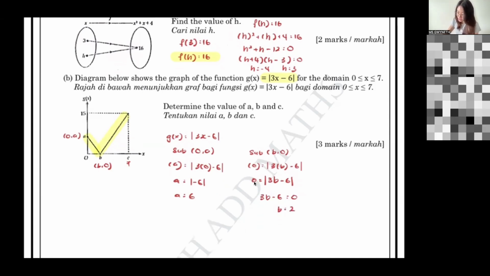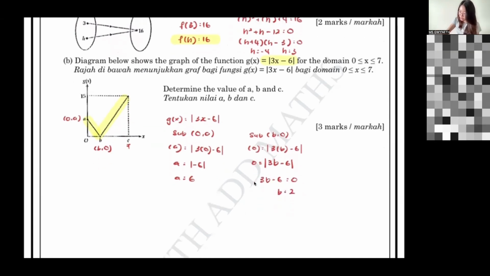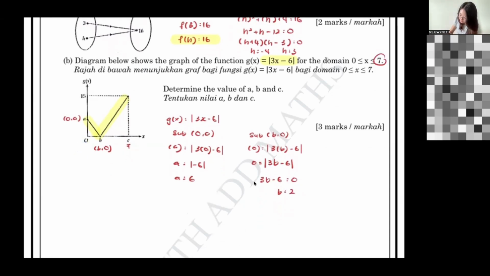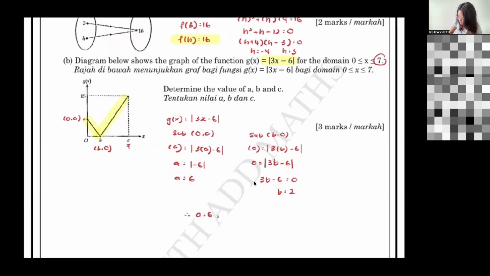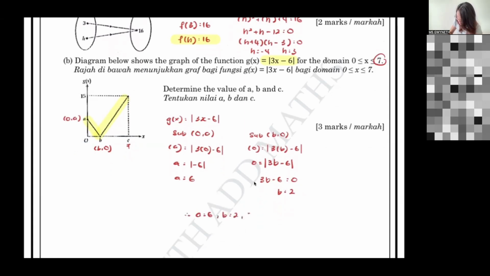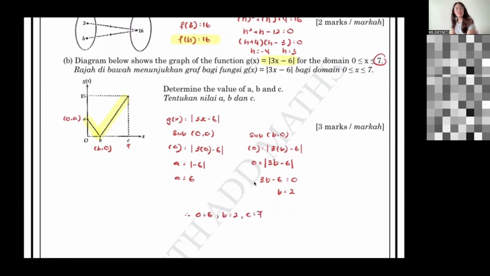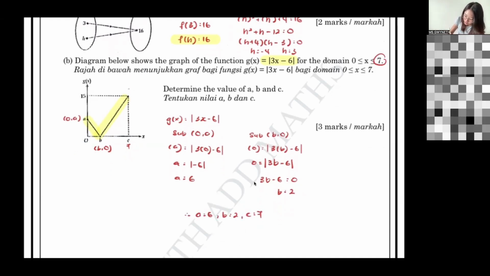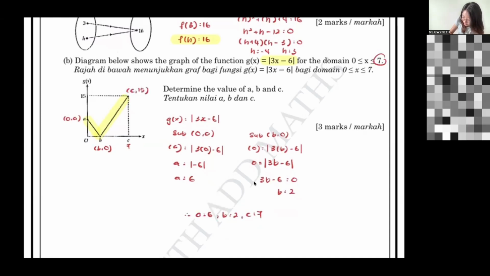Then C is just 7, right? Because domain is 7. The graph stretches from 0 to 7. We already know it is 7. So write a conclusion. A is 6, B is 2, C is 7. That's it. If you really want to write something out for C solution, then you substitute C 15.